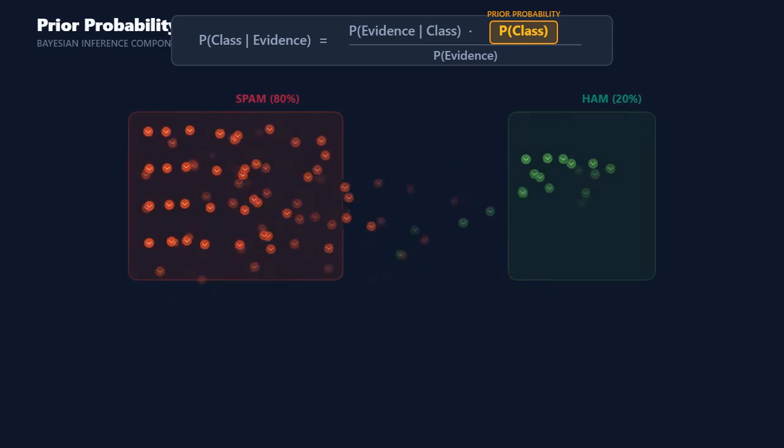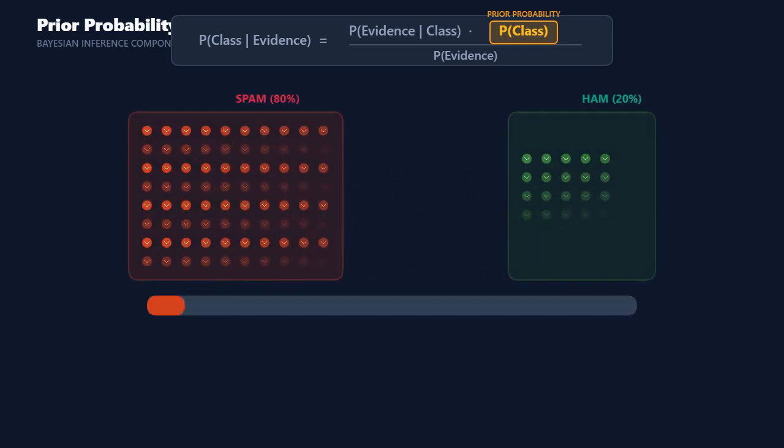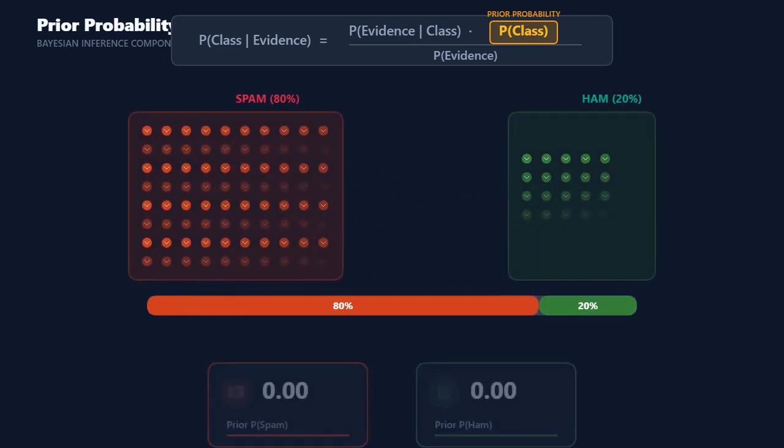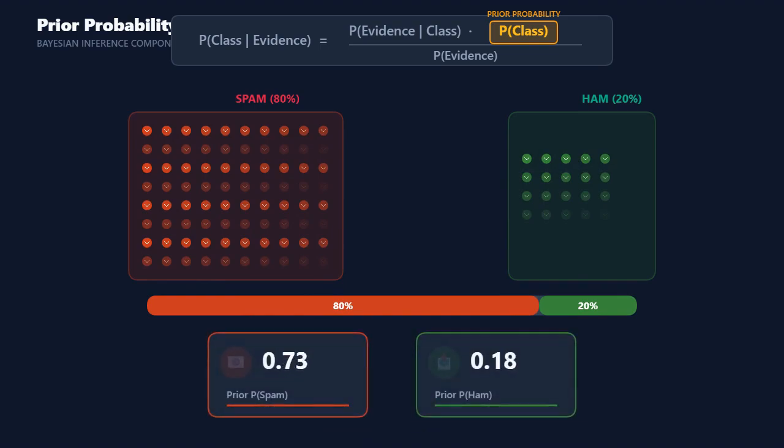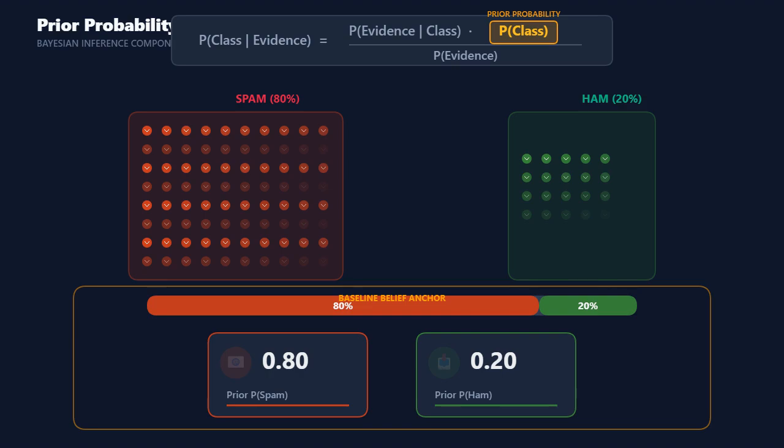Let's break down the components of Bayes' theorem, starting with the prior probability, written as P of class. The prior represents our baseline belief before we look at any of the current evidence. If we are building a spam filter and we know that historically, 80% of all emails we receive are spam, then our prior probability for spam is 0.8 and for ham is 0.2.